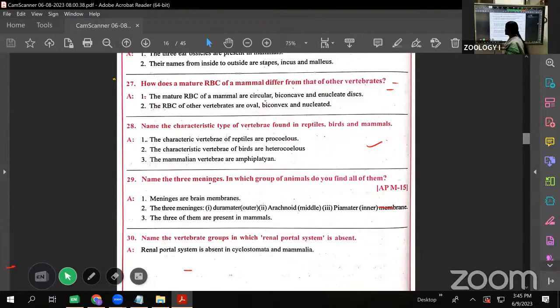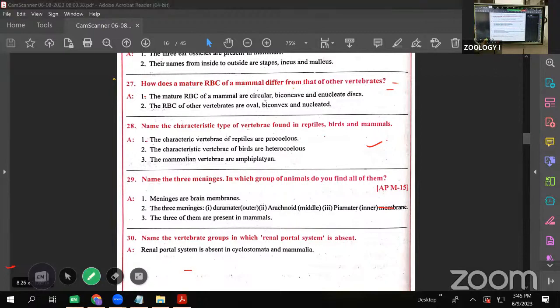Next is the name the meninges. It is a simple one. Meninges means the surrounding of the brain. There are three meninges. Name the three meninges. In which group of animals do you find all of them? The brain is covered by the three meninges.